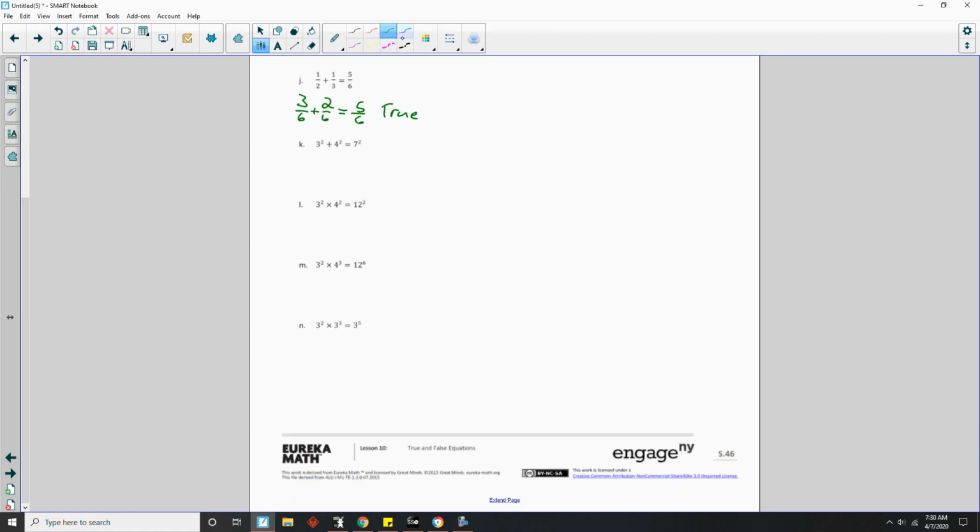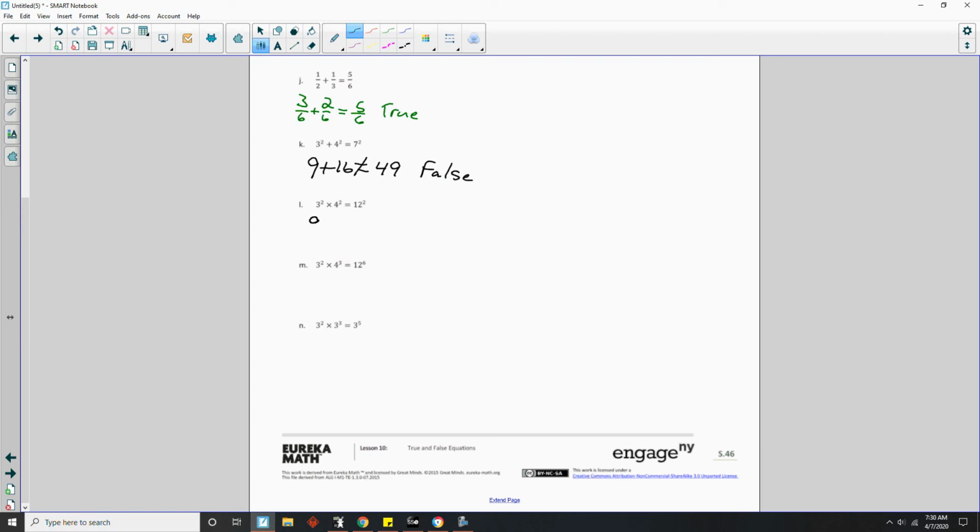Okay. K. 3 squared is 9. What did I just hit? Okay. Let's try that again. Erase first. 3 squared is 9. Plus 4 squared is 16. 9 plus 16 equal to 49? I don't think so. That's false.